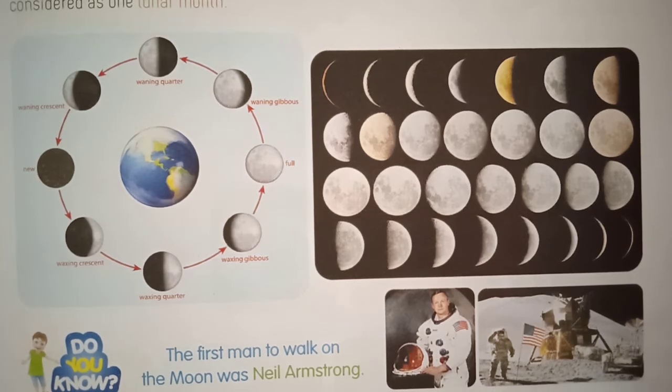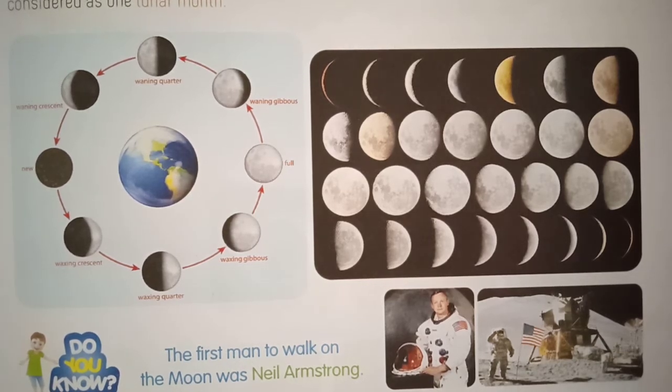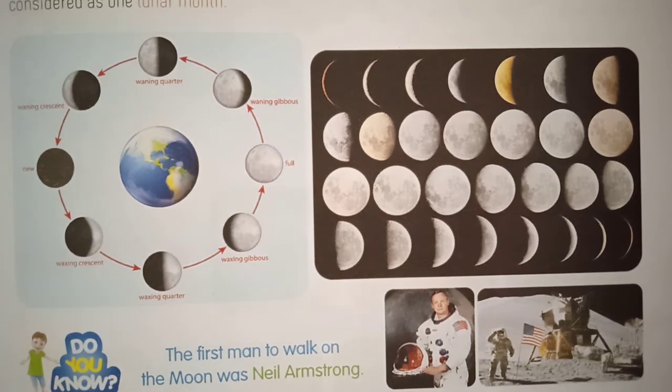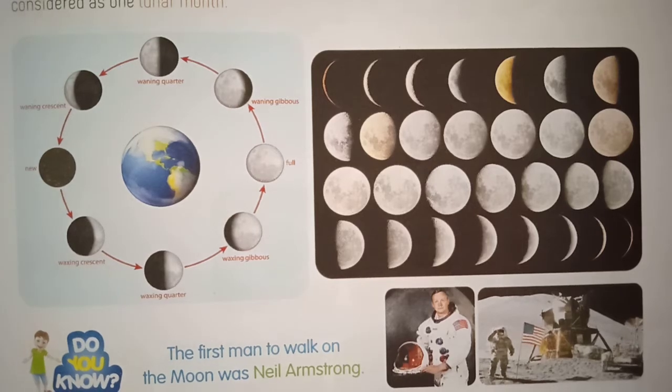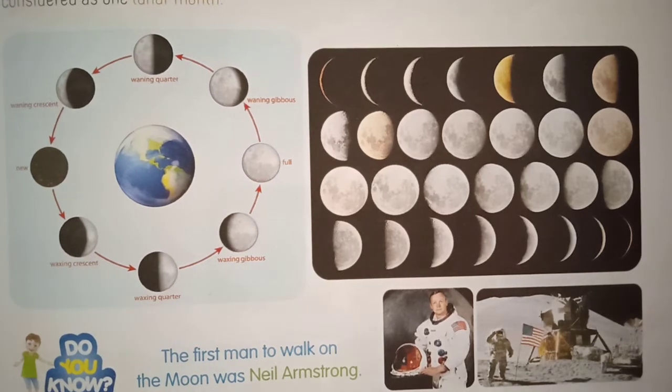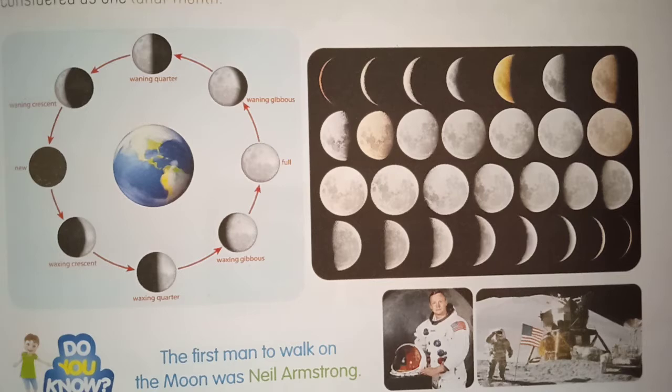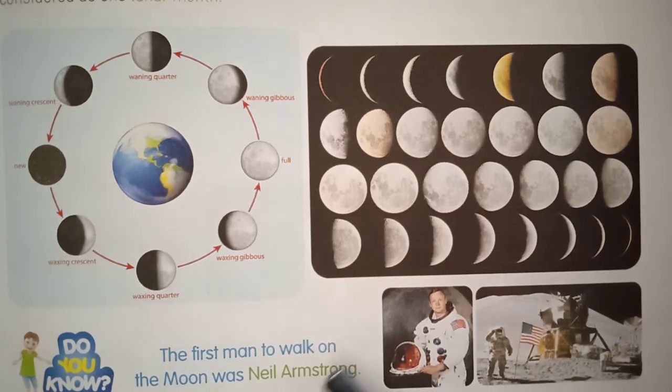This cycle of change in shape of the moon from new moon to new moon takes 29.5 days and it is called lunar month. Children, do you know? The first man to walk on the moon was Neil Armstrong. Because of the moon's pull of attraction on the ocean, tides are caused.